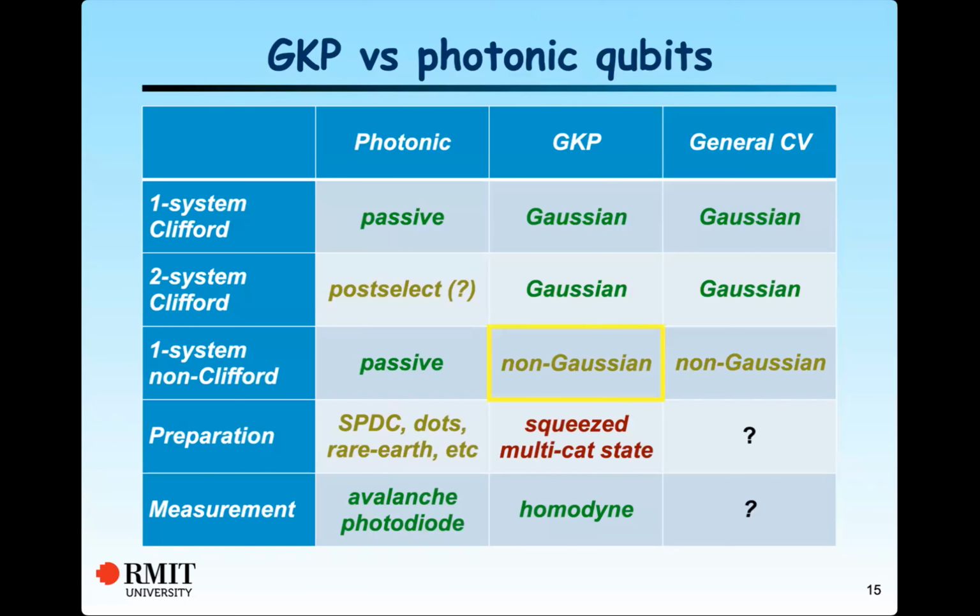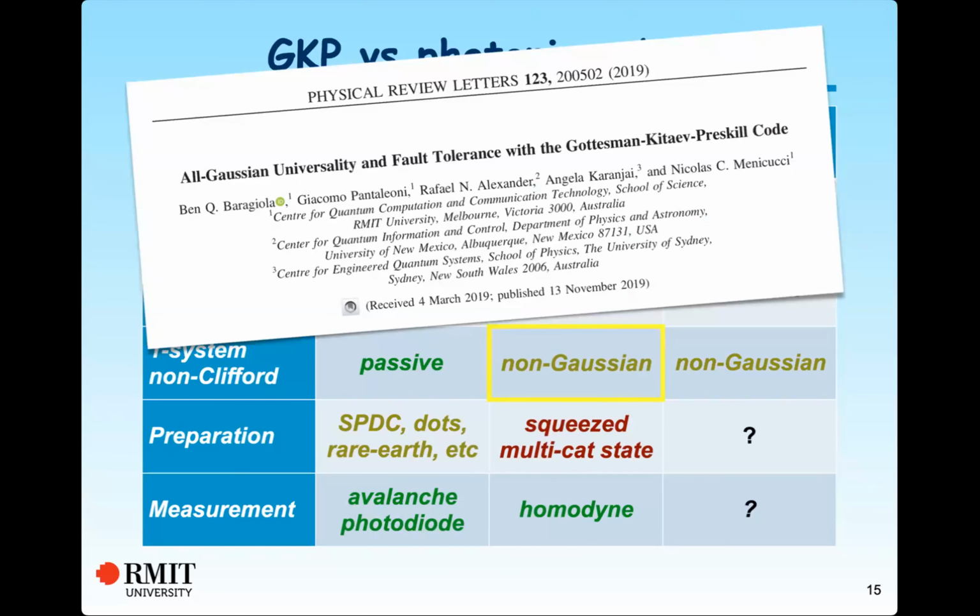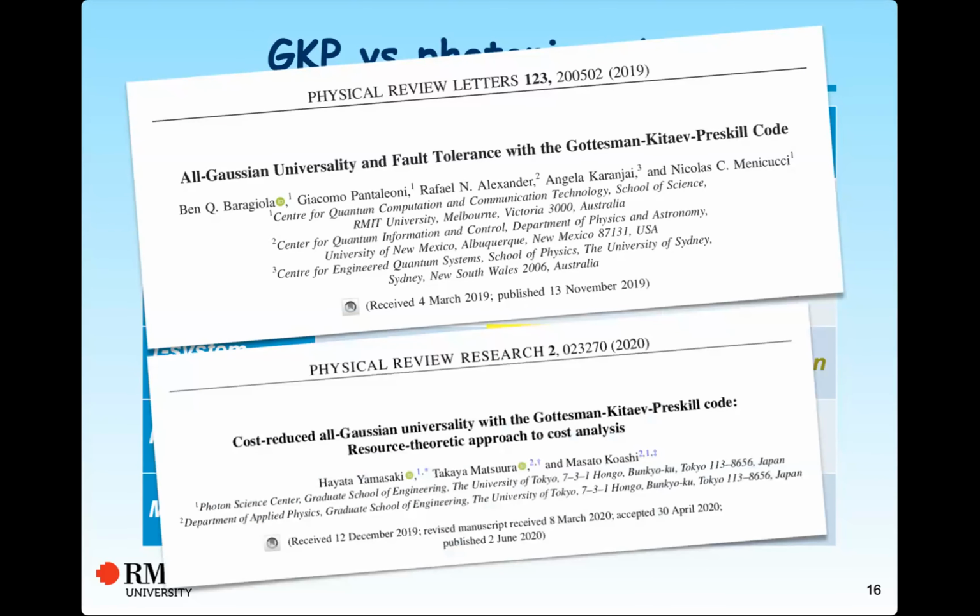Now, I want you to focus here because in 2019, a group of us showed that this can actually be done entirely with Gaussian operations. That the vacuum state, for instance, has magic with respect to the GKP encoding, just like the GKP state has magic with respect to general CV operations, Gaussian operations. And in 2020, these researchers, including Takaya Matsuda, who's now working with me at RMIT, showed that if you go in the other direction, if you make a magic state first, it's actually easier to make the computational basis states afterwards.